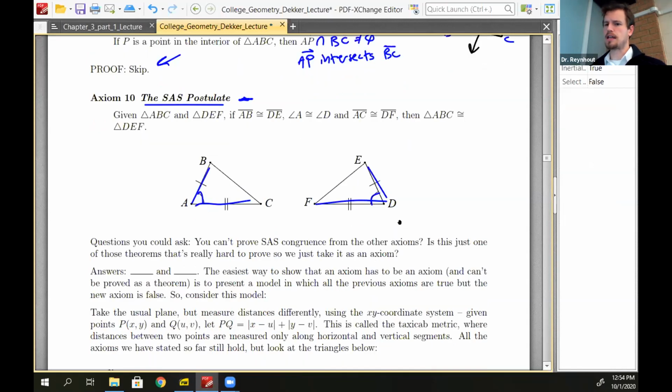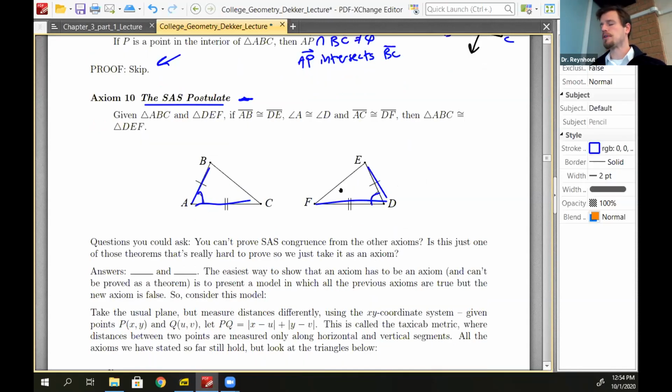But in this case, it's actually not an axiom. Or sorry, it's not a theorem. It is actually an axiom. And so you might ask, well, is it an axiom because we don't want to prove it or because it's too hard to prove? Well, no on both accounts. There are actually situations where all of the previous theorems and all of the previous axioms hold, but side angle side does not necessarily.